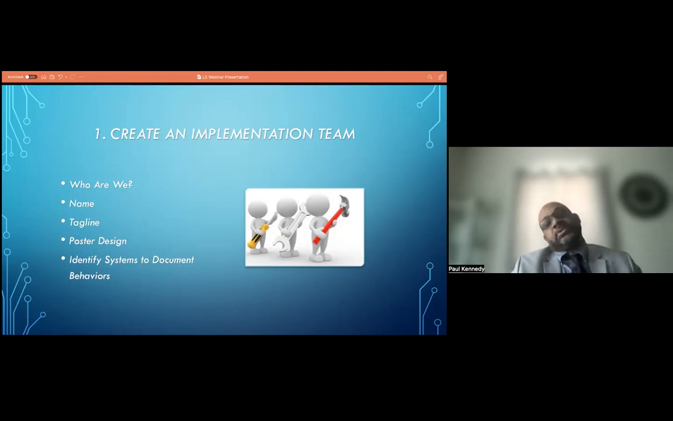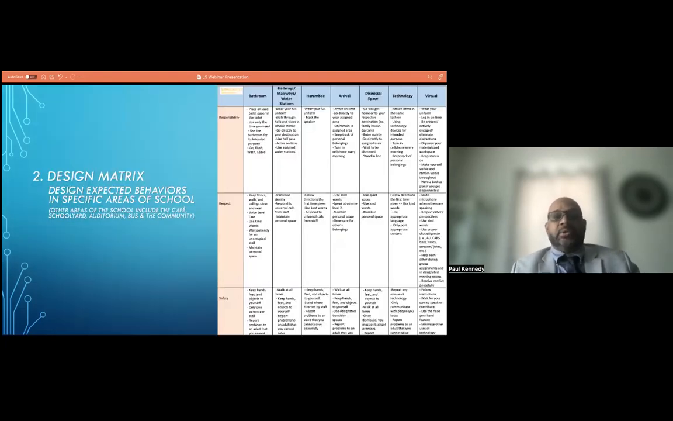So the first thing we did was create an implementation team. The second thing we did was design a matrix to define expected behaviors in specific areas of the school. As you can see here, the different areas are dismissal space, Harambe, hallways, bathroom, and technology. As you can see, we added virtual.